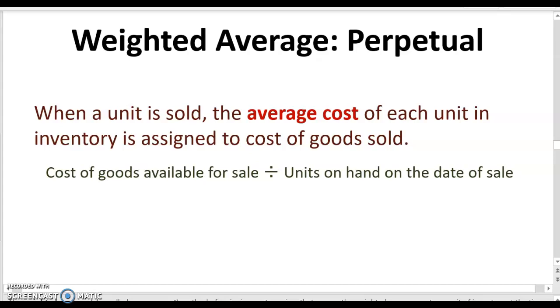We examined specific identification, which is very precise, matches the item sold with the cost. Next, we looked at FIFO, first in, first out. Then we looked at LIFO, last in, first out. And the next one that we're going to look at, which I like to refer to as meeting in the middle, is called the weighted average. Basically, every time we have a purchase of goods, we recalculate the average cost of the goods available for sale.